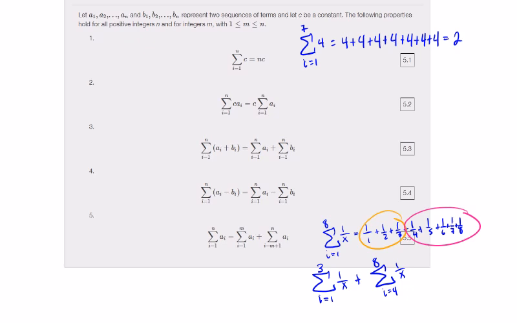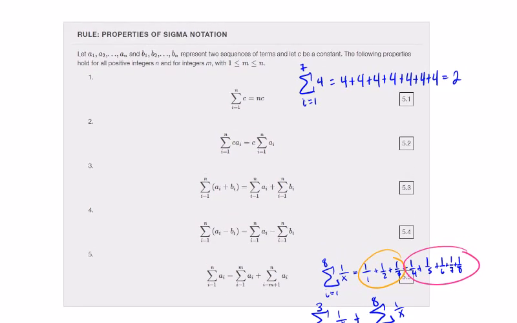And sometimes it's beneficial to do that. And so that sometimes becomes a helpful law, or rule, or property. All right, so those are some properties of sigma notation.